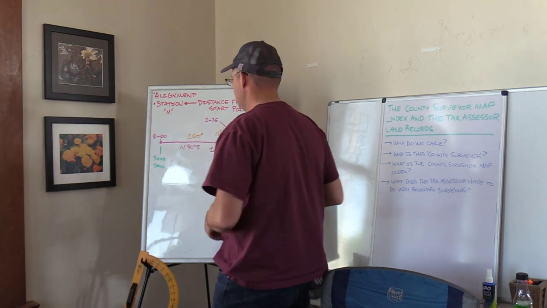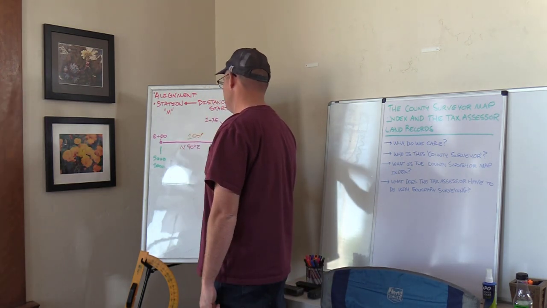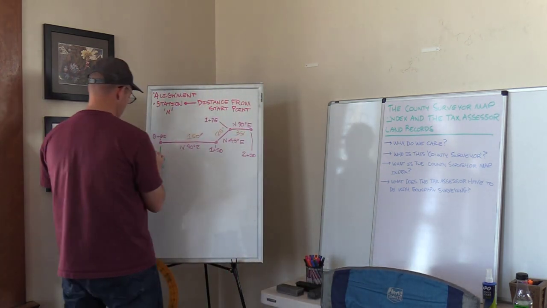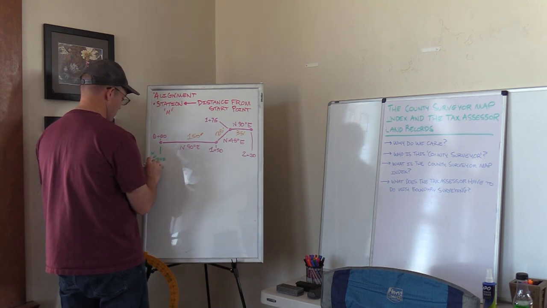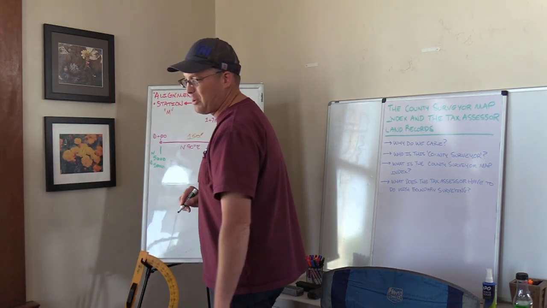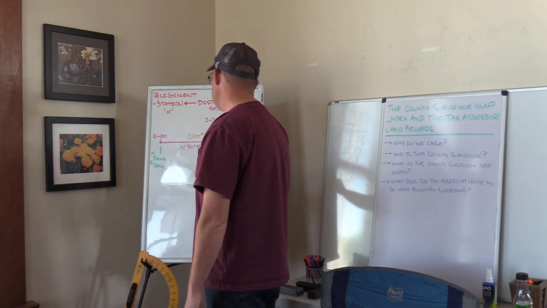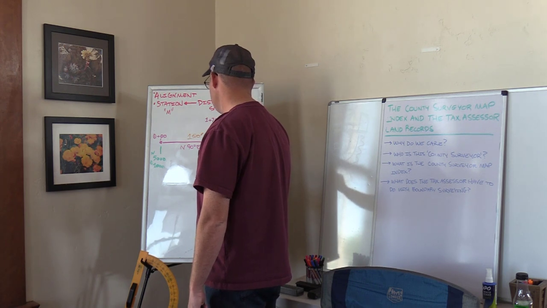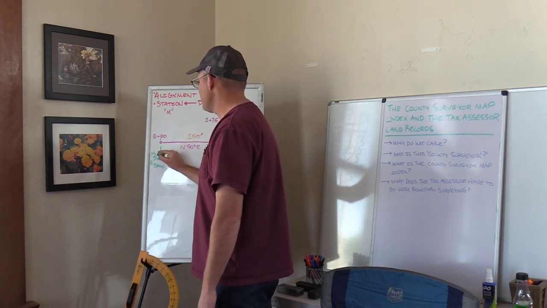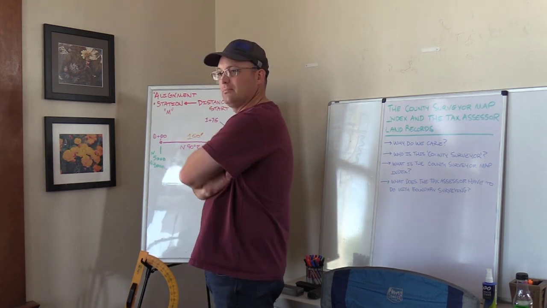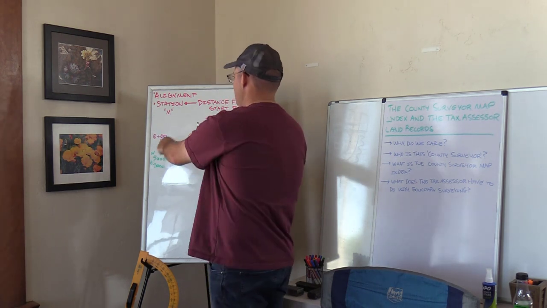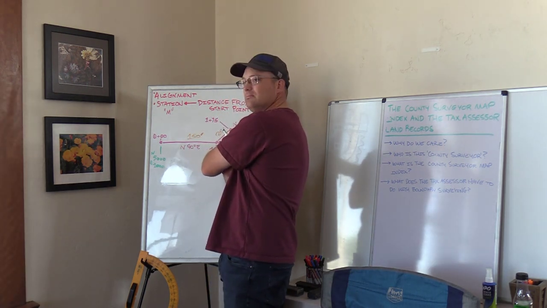So this is pretty easy. I set this up on purpose so the math would be easy. Okay, so we want the northing and easting for station 1 plus 50. So Angelo, what's our northing going to be? From where to where? I want the northing here.